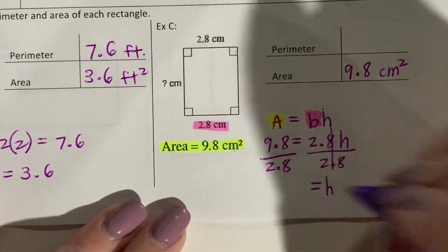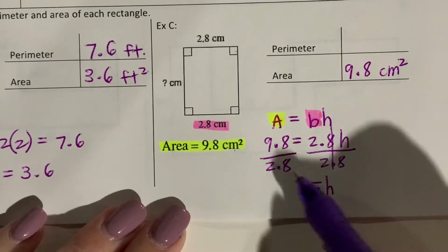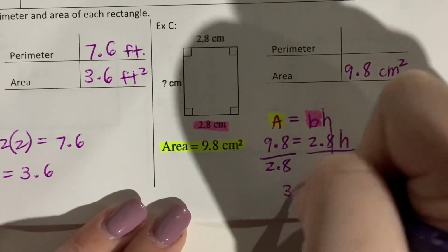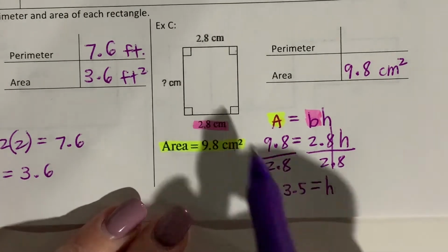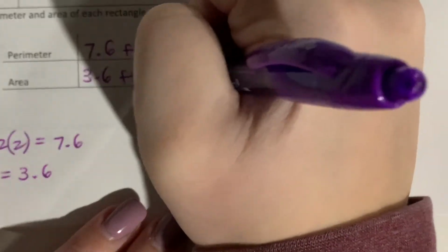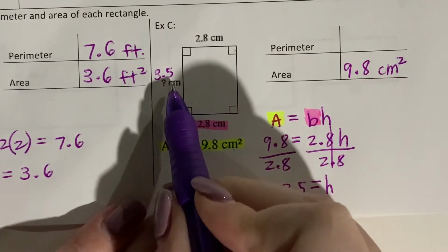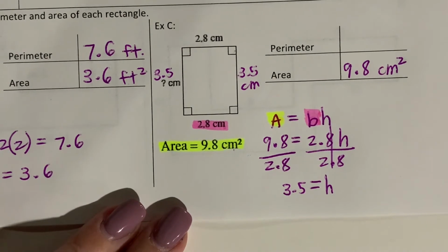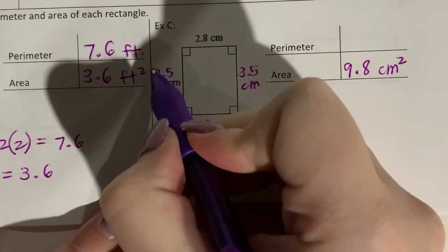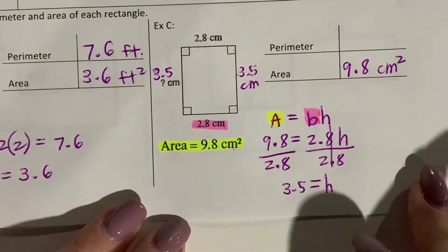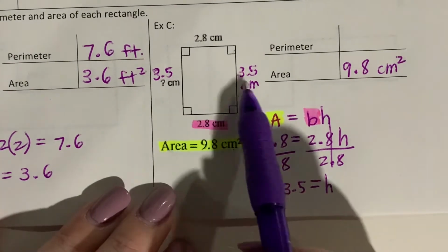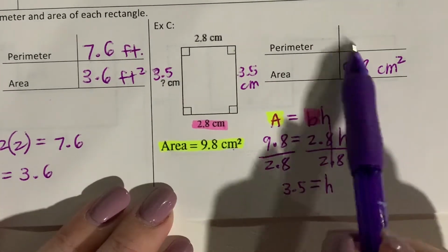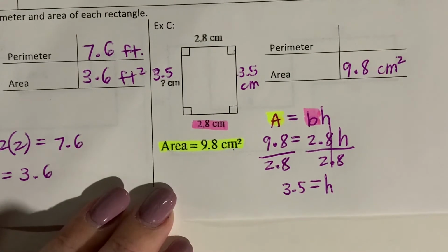And I'll get a height of, when I do 9.8 divided by 2.8, I get 3.5. So that means that my height here is 3.5. And if on the left it's 3.5, then that means on the right is also 3.5 centimeters. So now I have my figure completely filled in. And the reason I needed to fill in my heights here is because in order to answer perimeter, I need to add up all my sides.